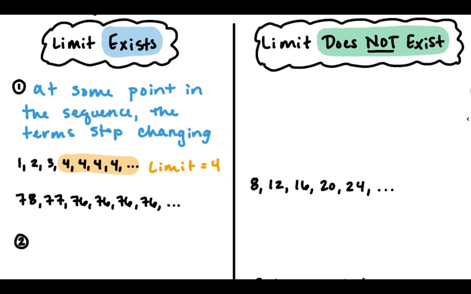And same with the next sequence. Say we have a sequence 78, 77, 76, 76, 76, 76. Right here, the terms have stopped changing. If you go way, way, way out in the sequence, you're still going to be at 76. So the long-term value of this sequence would be 76. That is its limit. Okay, so that seems really basic.